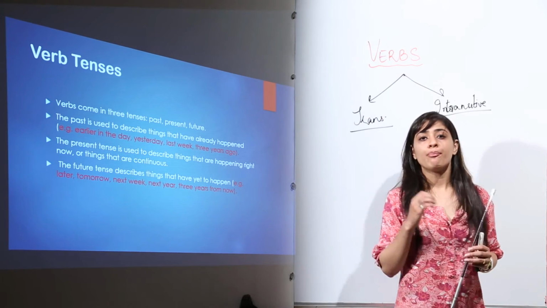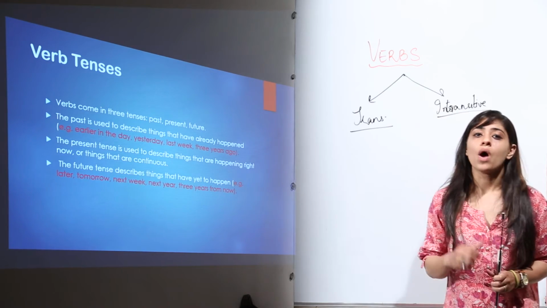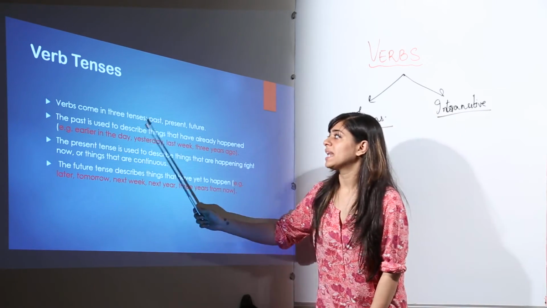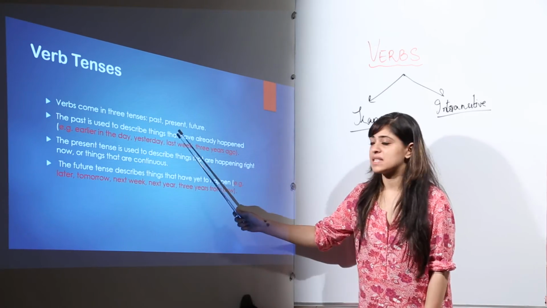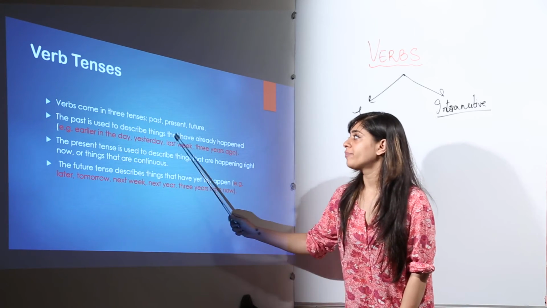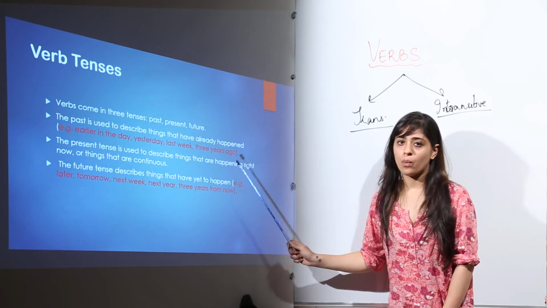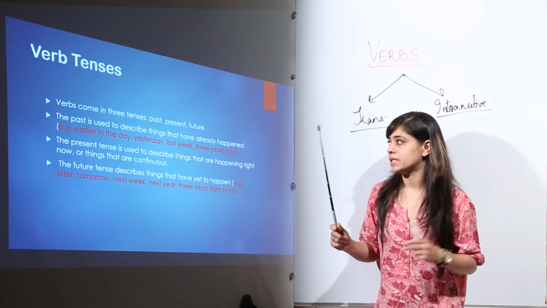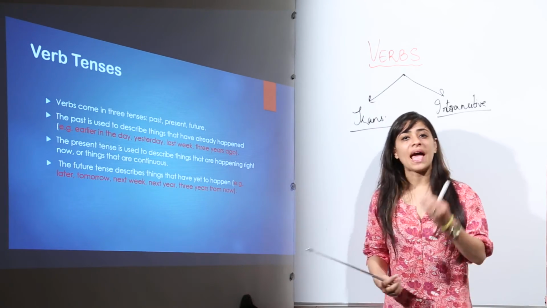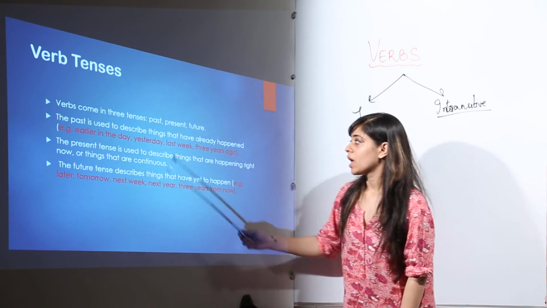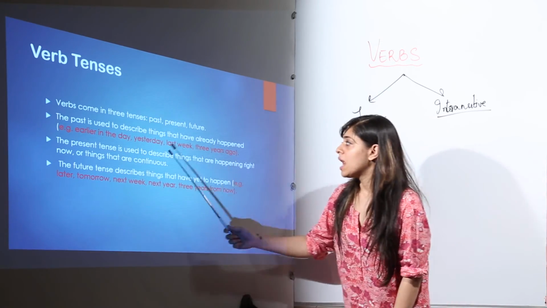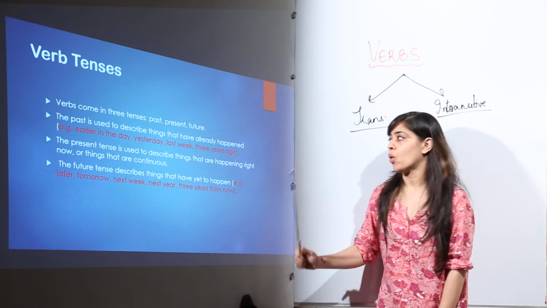Now, an important topic about verbs and tenses. We all know that verbs come in three tenses, that is past, present and future. The past is used to describe things that have already happened, when the action is already complete. Example, earlier in the day. Here something happened earlier in the day. Yesterday, again a past action word. Last week, 3 years ago.